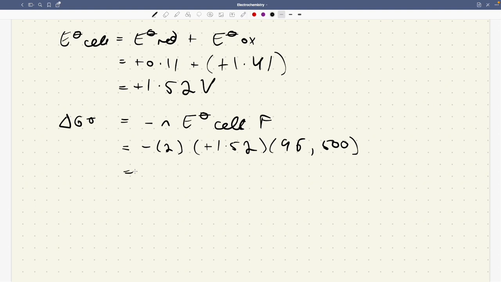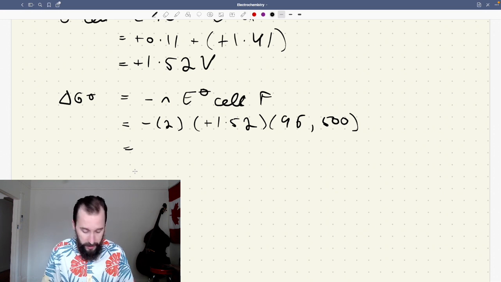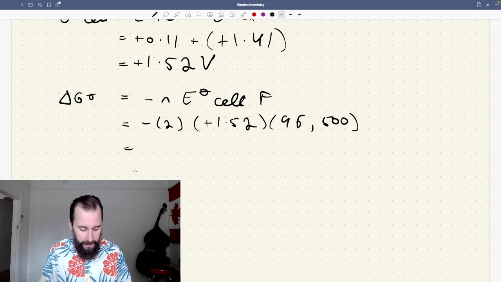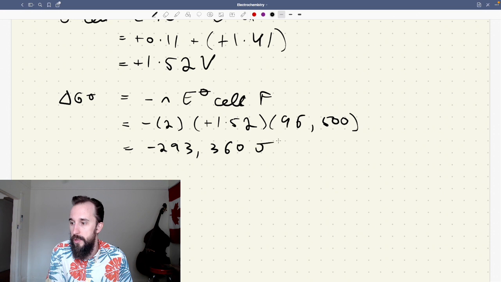We can plug all that in the calculator. I'm not going to do this one in my head. Minus 2 times 1.52 times 96,500. End up with minus 293,360 joules. Let's get this into kilojoules.